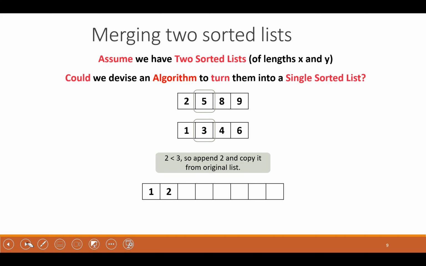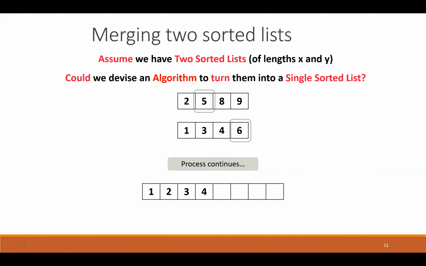Yes. I copy 2 down into the next position. I update this pointer now. And now I have 2 pointers pointing to 3 and 5. I compare those. 3 is less than 5, so I'm going to put that in the next position. And I'm going to update this pointer. I compare 4 and 5. 4 is less than 5, so I'm going to copy that down and then update that pointer.